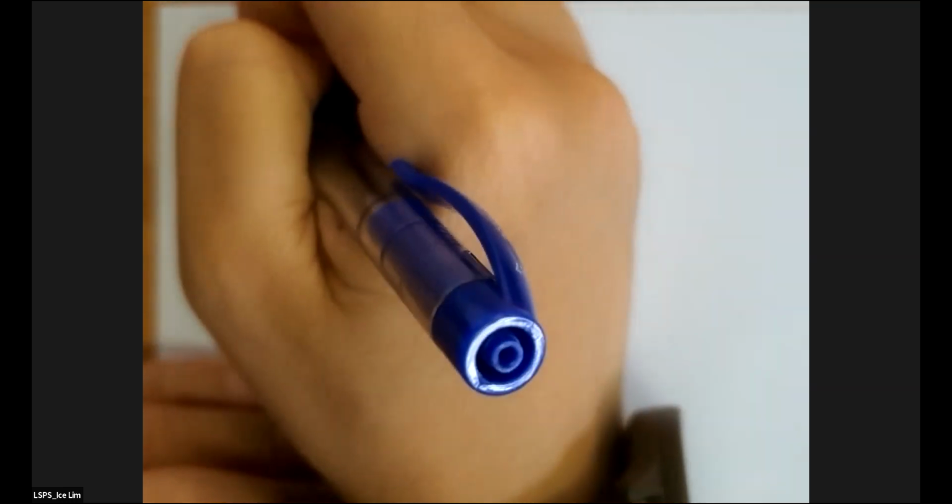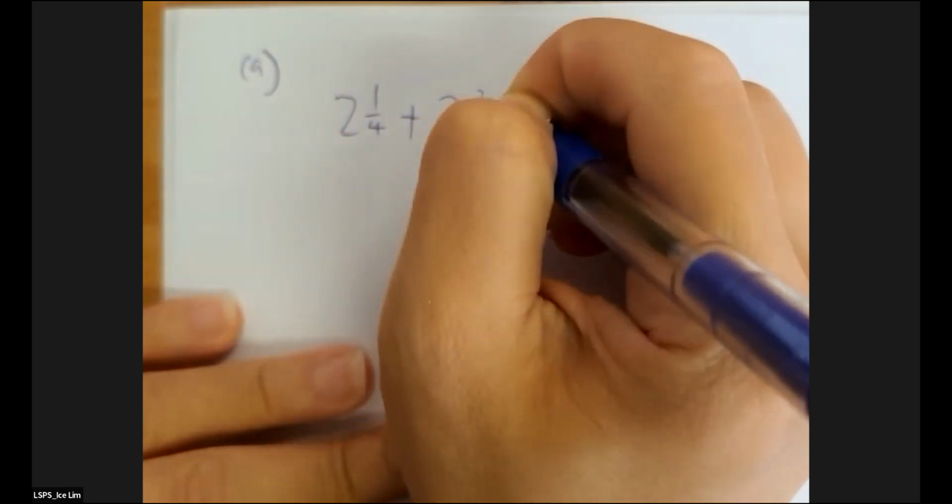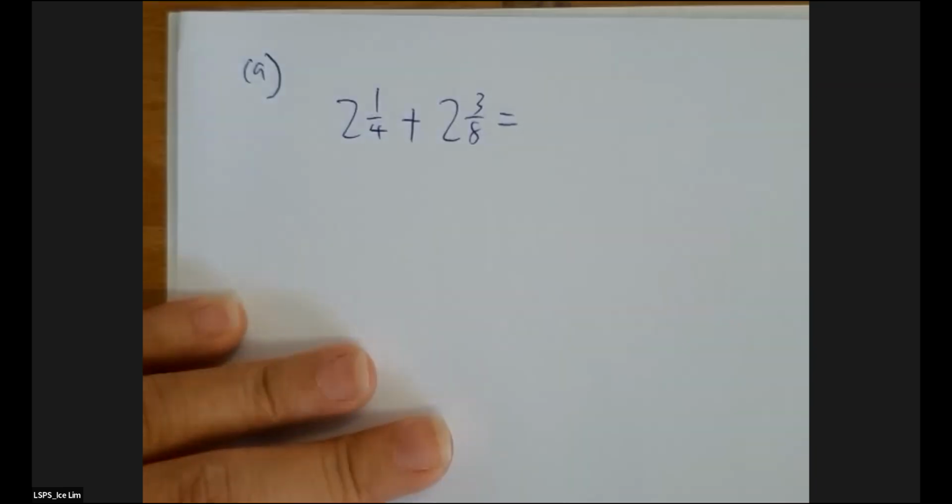Ready? Let's try something a little bit more challenging. I'm starting with A again. Are you ready? Okay, no, you can't use calculator. Why use calculator? It's okay. He can have it underneath as long as he doesn't use it. 2 1/4 plus 2 3/8 equals, 10 seconds.